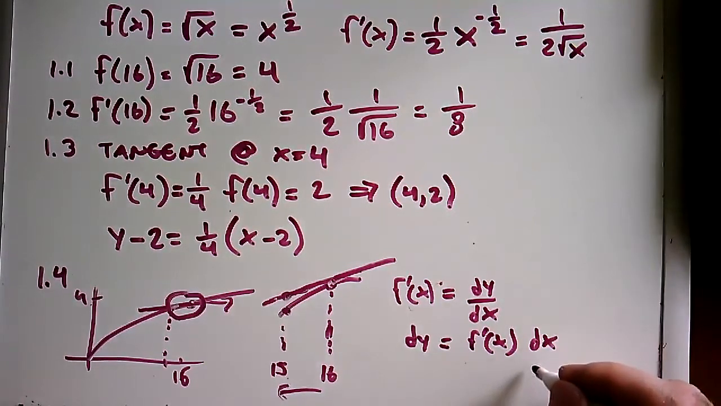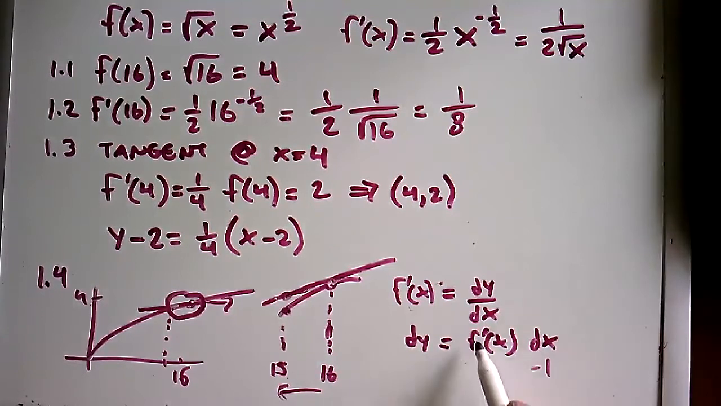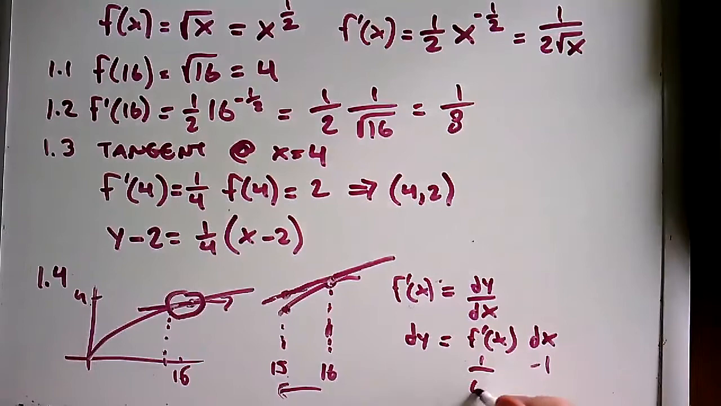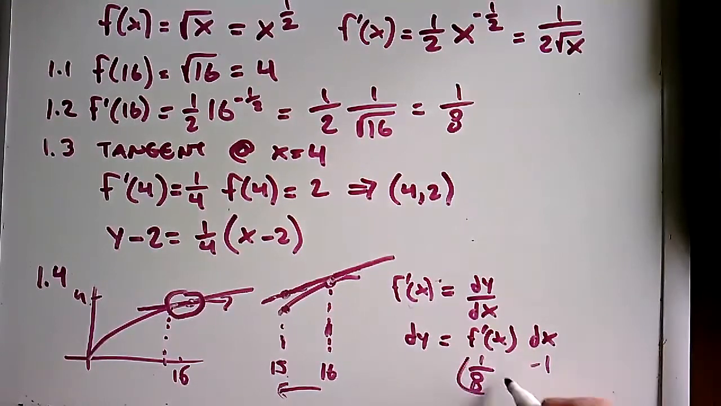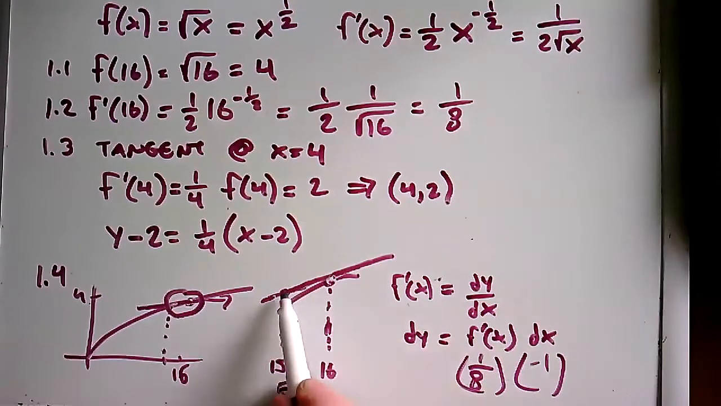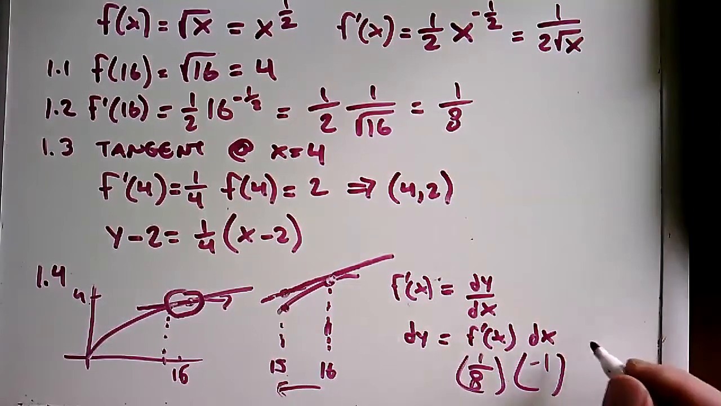So dx would be minus 1. We know what f prime of x is. F prime of 16 we've done earlier in the problem here. F prime of x is 1/8. And so what that tells us is the change in y going from our known point on the curve to our unknown point, the estimation on the curve. The change in y will be 1/8 times the change in x. So negative 1/8.